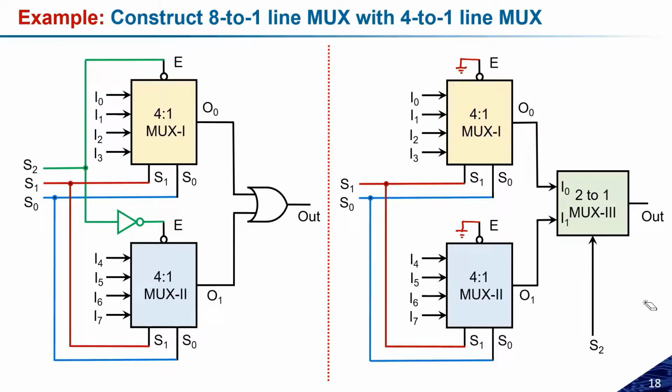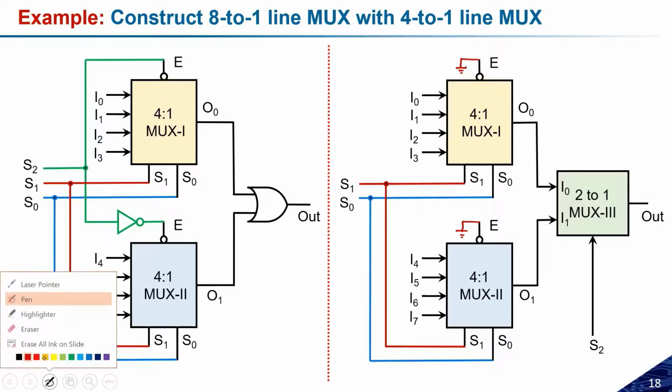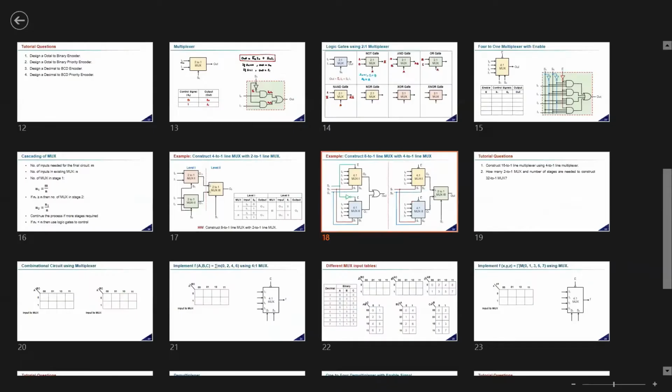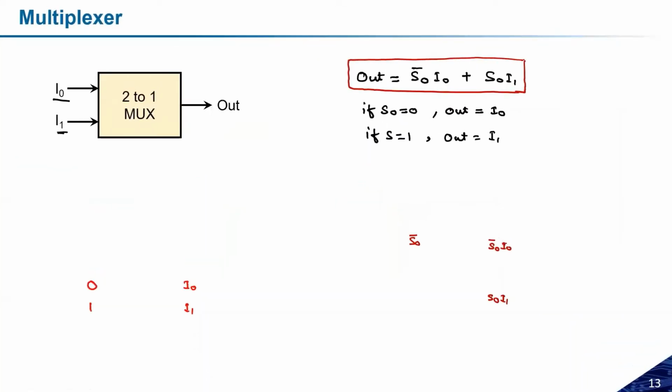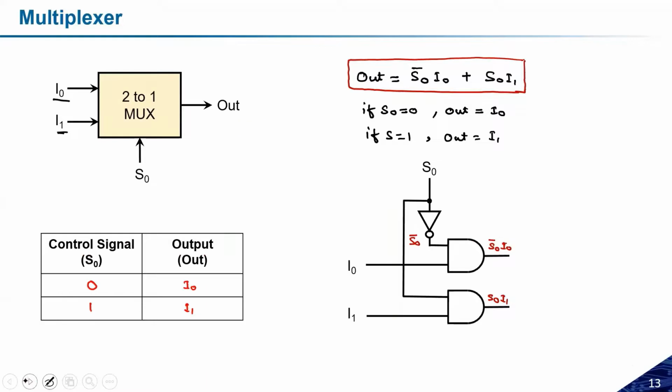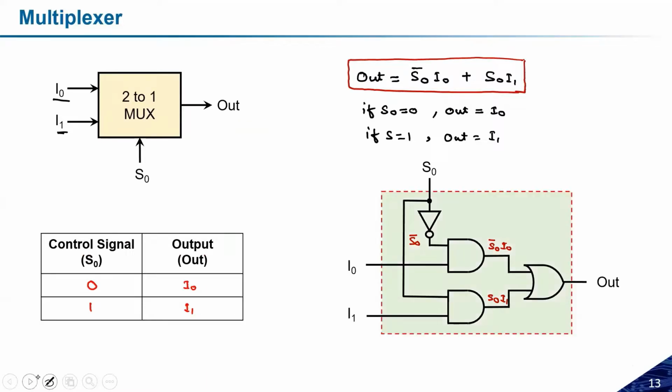So what is the interior diagram of a multiplexer? I have already told you before. Let me go back to that slide. Yeah, this one. This is the internal diagram. This is the 2:1 mux.